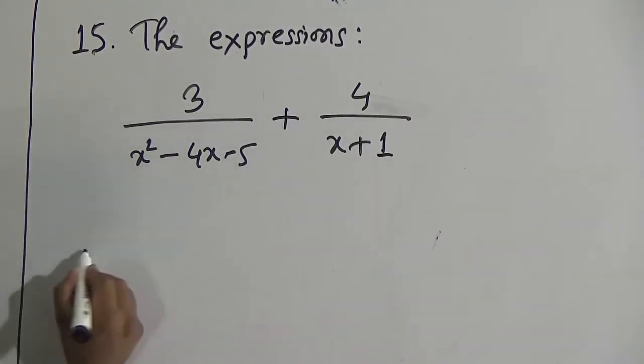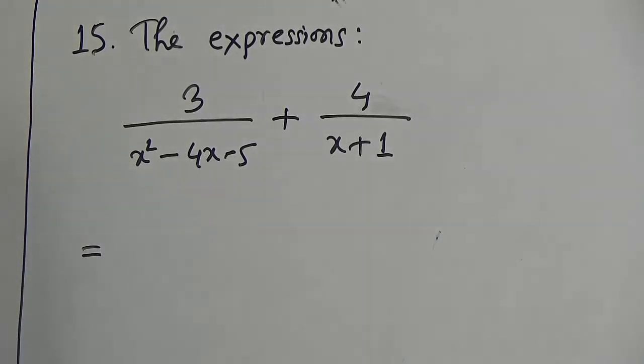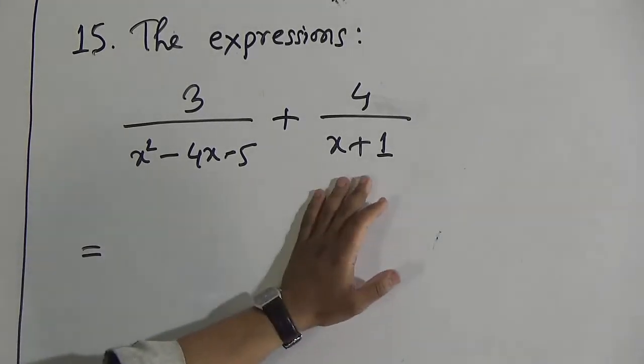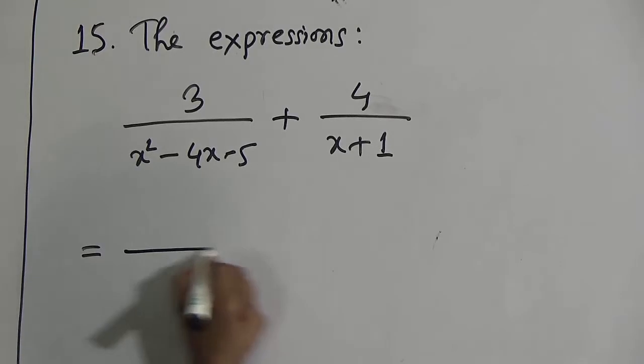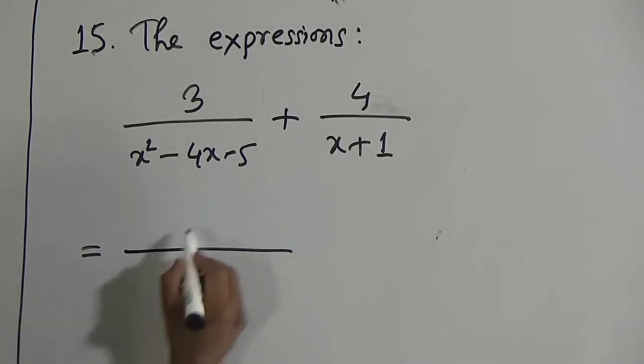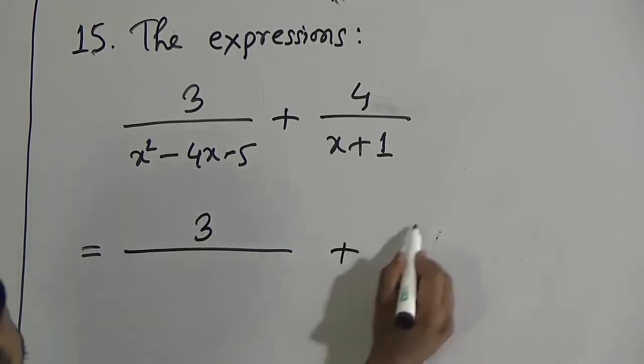To do this one, my dear students, first of all we need to factorize the denominators. Okay, then we can take the LCM of the denominators. After that we can add or we can subtract. Now the denominators need to be factorized, that's why our numerator will remain unchanged.